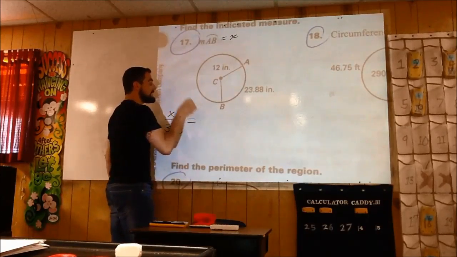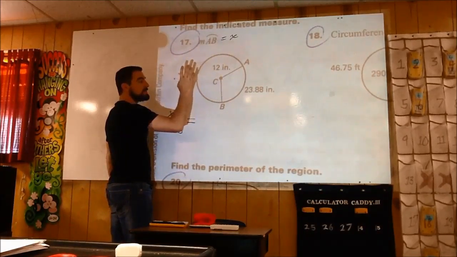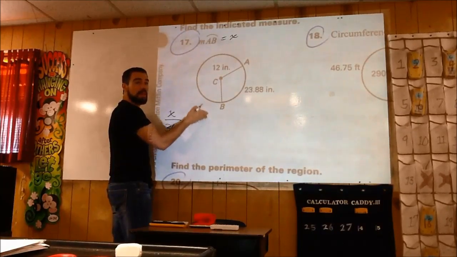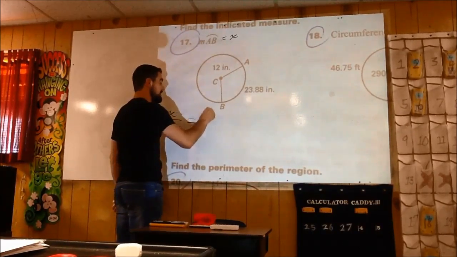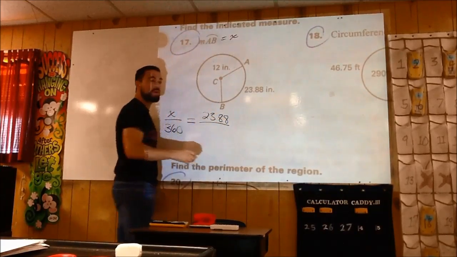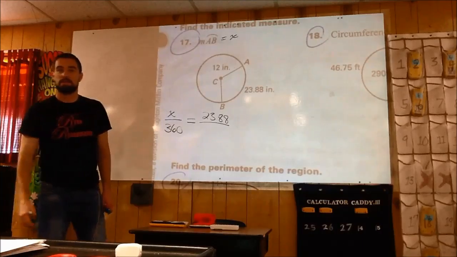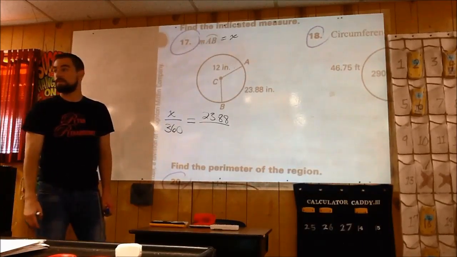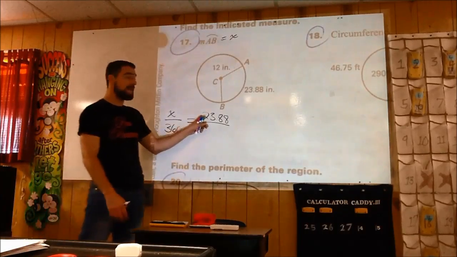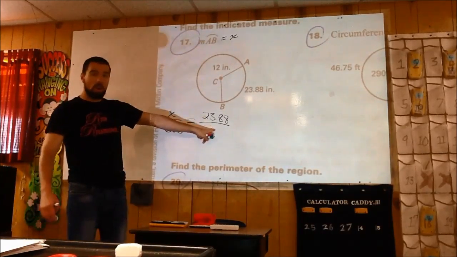But I'm just going to keep it simple and just say x, and I know that the measurement of minor arc AB is x, because that's just less writing. So, if you want to keep writing measurement of arc AB, more power to you. So since we are talking about arc length, the part over whole is going to be the arc length, which we have, 23.88 over, what's the whole that we're talking about right now? Circumference. Okay, the arc length is part of the whole circumference.